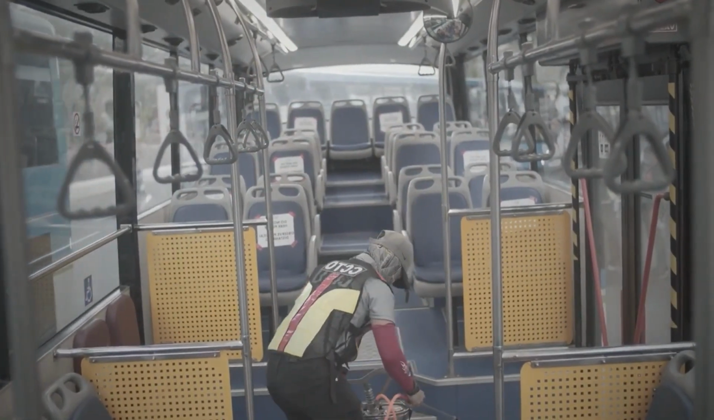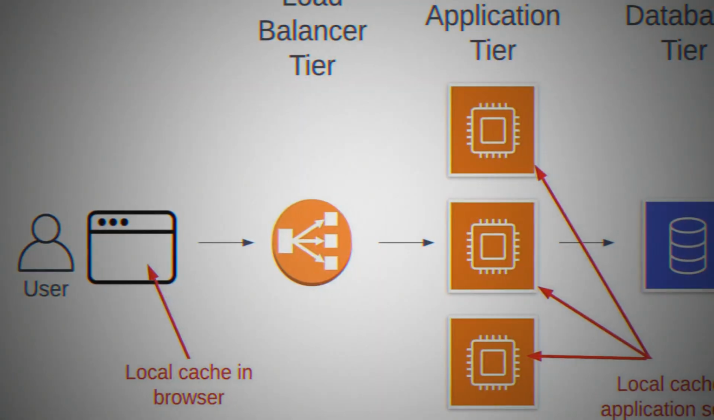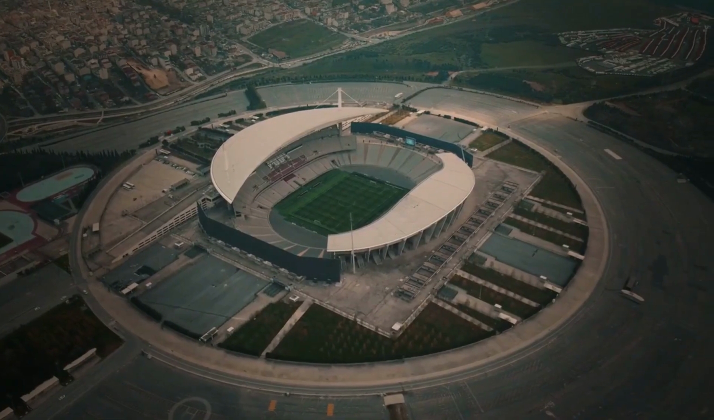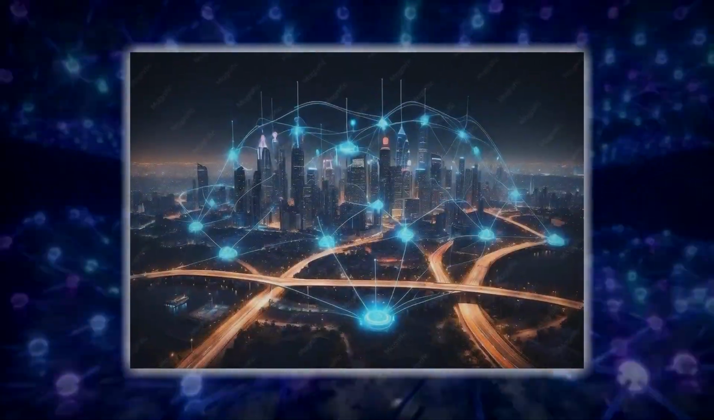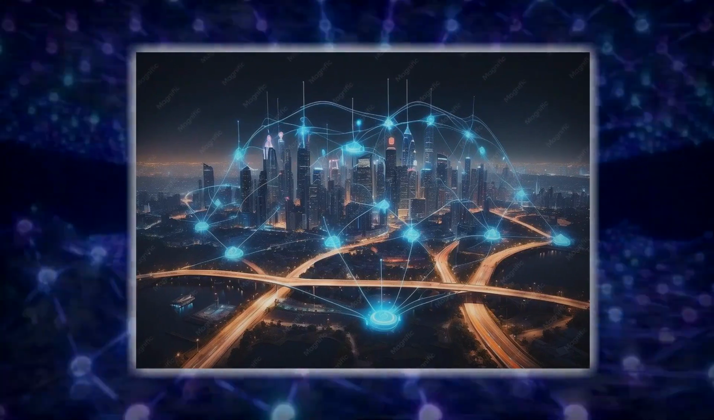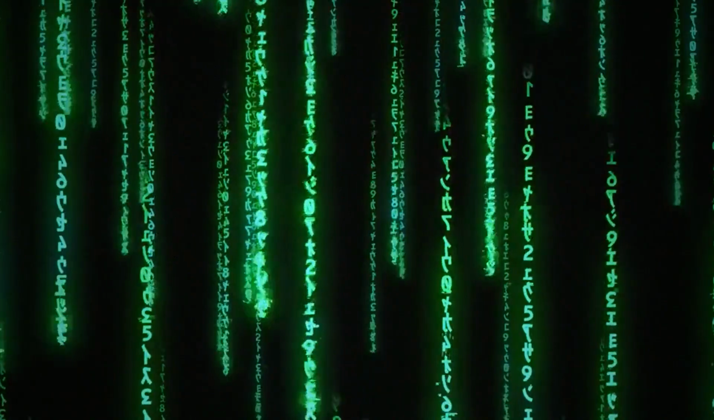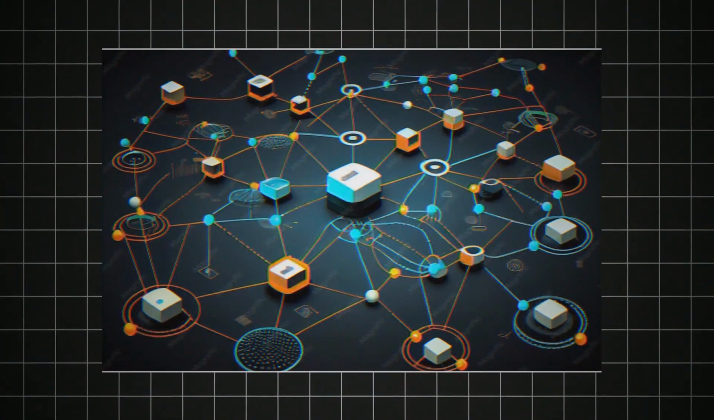Now, regardless of whether the transport layer is TCP or QUIC, there's one more critical step before your actual request can be sent. Your device and the server need to establish trust. They need to verify each other's identity and set up an encrypted channel so that the data flowing between them can't be read or tampered with by anyone sitting between the two endpoints. And this is where TLS comes in.